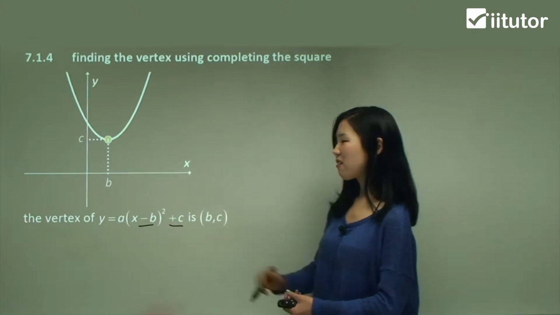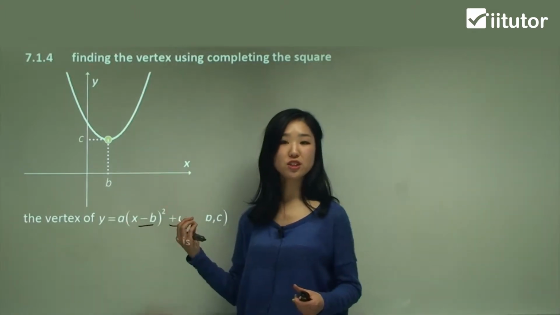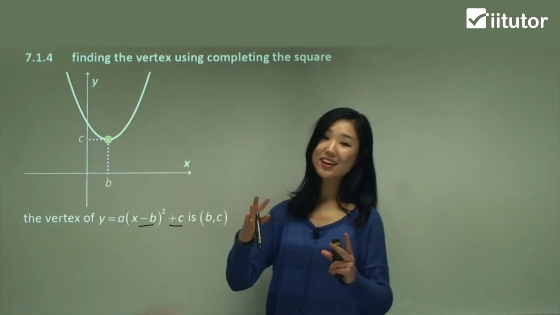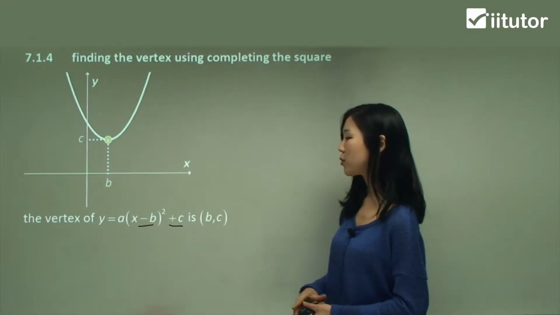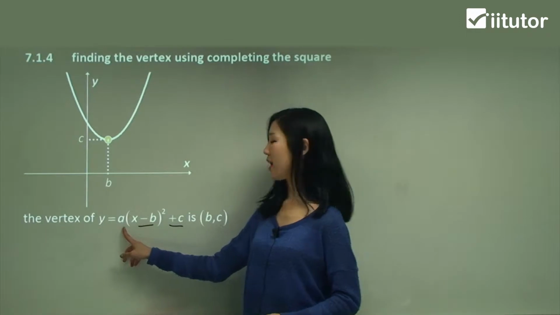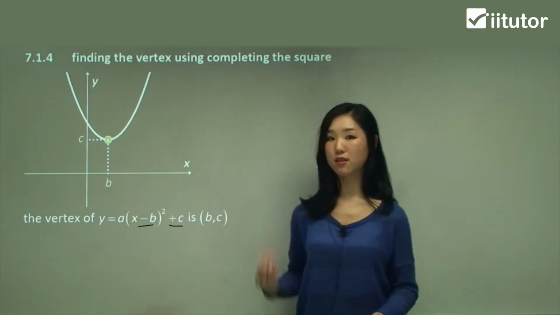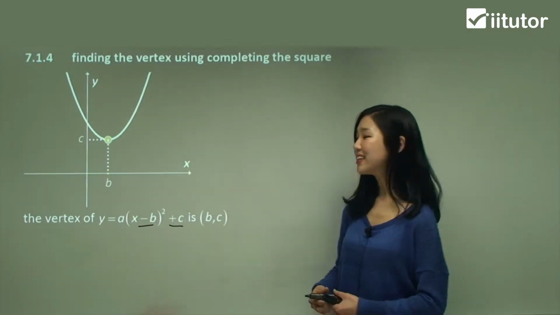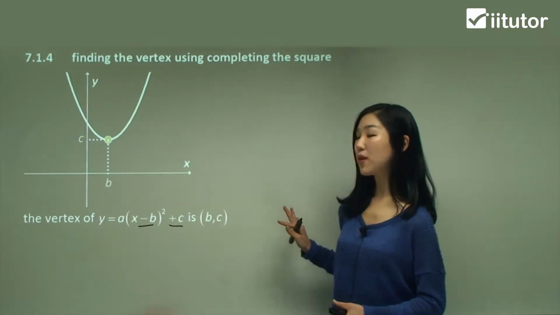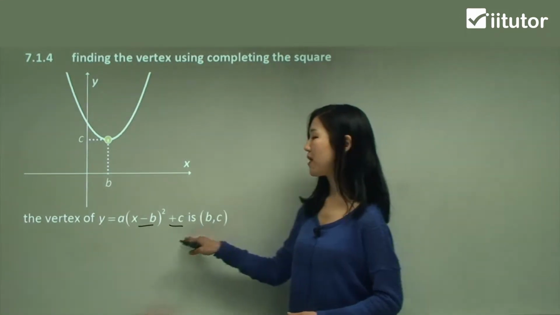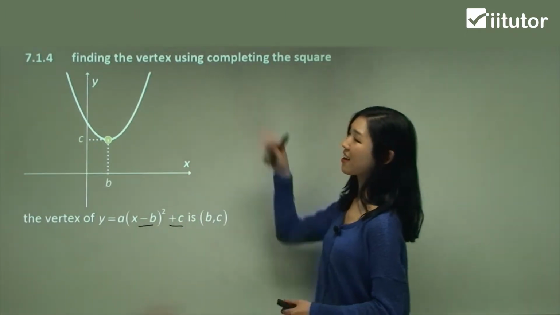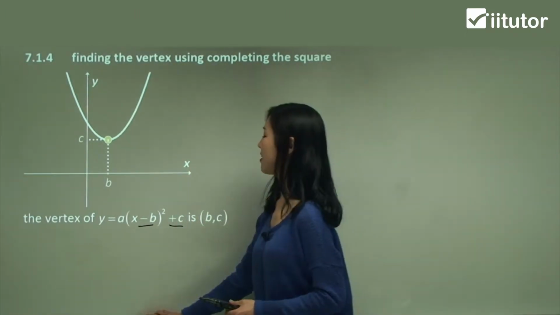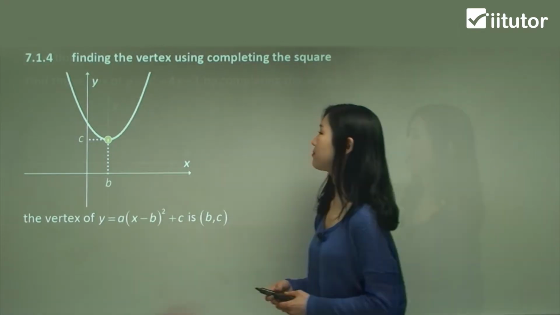And remember a is just the coefficient, so it determines how wide or skinny the graph is, so that doesn't really matter in this section where we're looking for the vertex. So don't worry too much about what this is. These are the ones that you're going to be considering. The questions that we're going to be doing are not going to be in this form, so I'm going to show you how to make them into this form using our completing the square method. Okay, so let's try some questions.